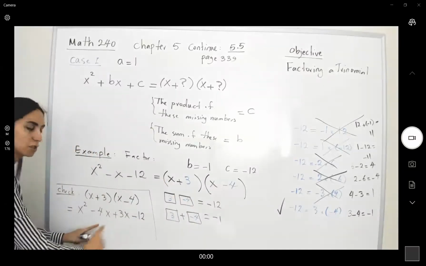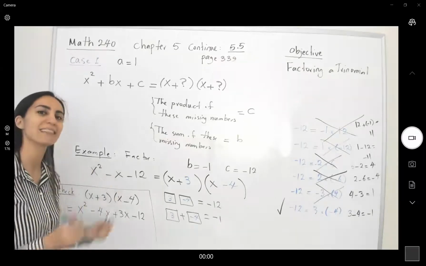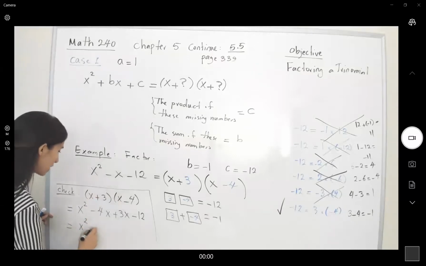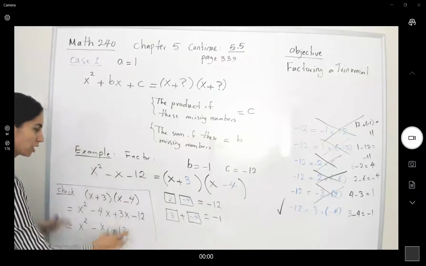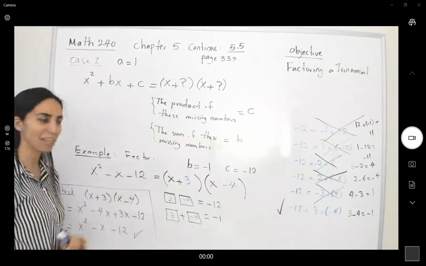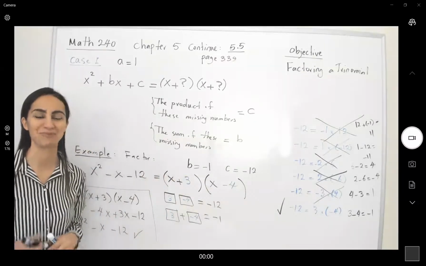Remember that these two middle terms are like terms. What's the meaning of that? It means that I can add them, I can subtract them. This is equal to x squared minus x minus 12. Do I have my original expression back? Yes. What's the meaning of that? It means that this is a correct factorization.